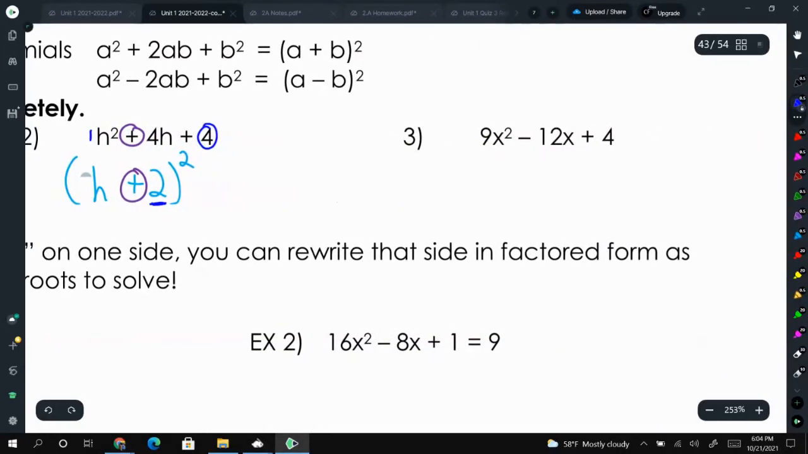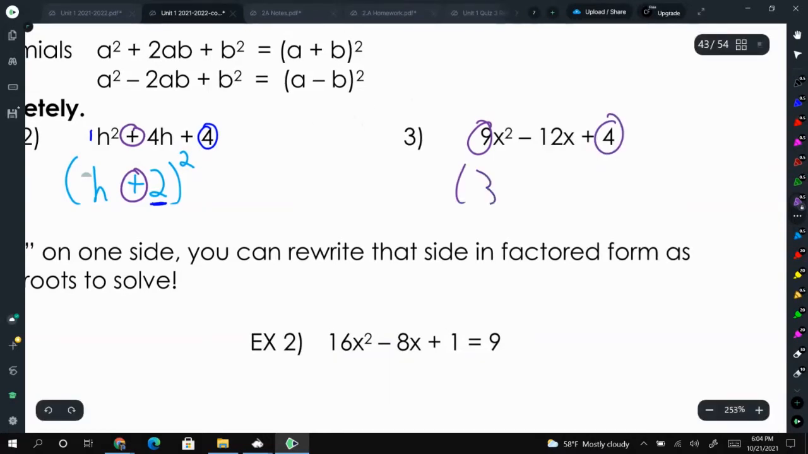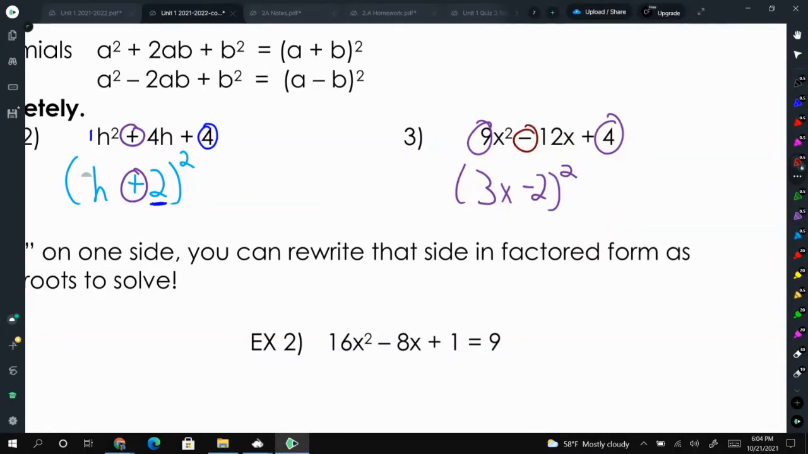Now, number 3 doesn't have an a value of 1, but it's still a perfect square trinomial. Your a term is 9, and your c term is 4. That's going to be 3x minus 2 squared. Again, it's minus because of that. So doing this quickly will be very useful when we do completing the square.